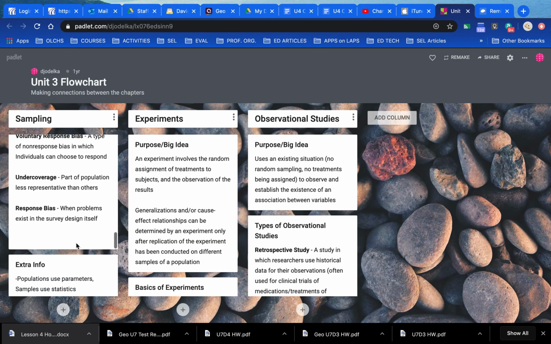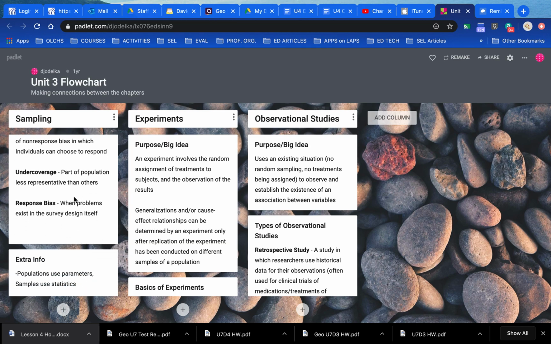All right, undercoverage is when a part of the population is less represented than others. Again, with the census right now, maybe illegal immigrants or prisoners or someone who is just not easy to track down, they're not being counted or represented in your particular sample. Response bias is when there's a problem in the survey design itself. That's when you have a loaded question, like, what do you think of this crappy cafeteria food that tastes terrible? If you say something like that, you're leading someone with an opinion, and that would be response bias.